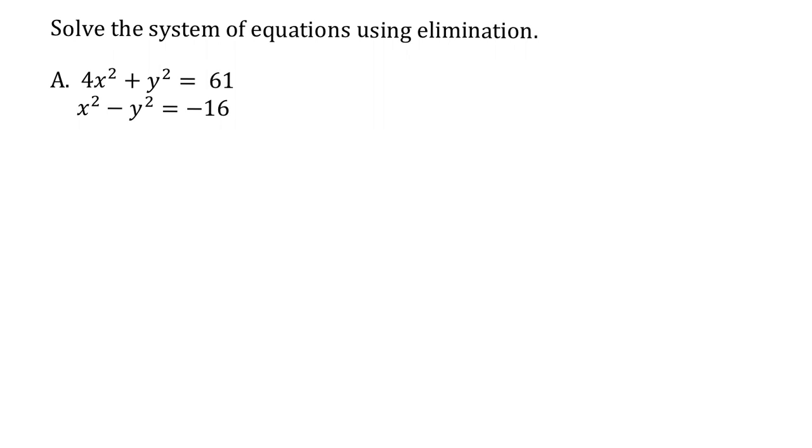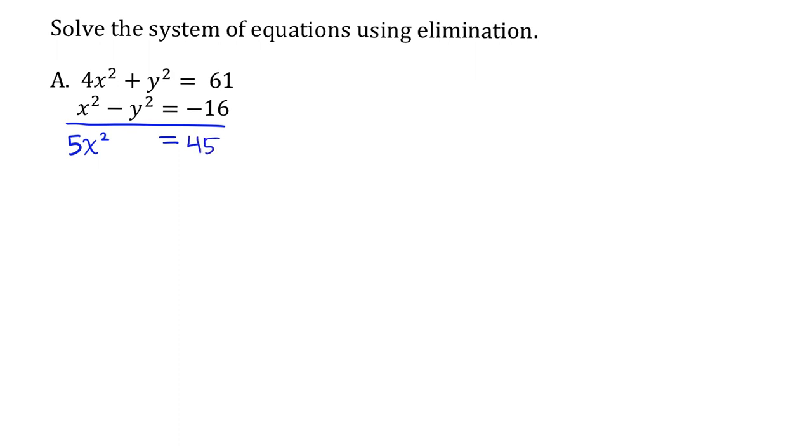Okay, the first method we're going to use is elimination. Remember, elimination is when we add down and we try to get a term to cancel. This has all kinds of x squareds and y squareds in it, and we don't know how to graph it yet, so algebraic is our best option. Okay, if I look at them, they are lined up. I can see the y squareds are going to cancel, so I'm going to go ahead and add down. 4x squared and x squared is 5x squared. Y squared minus y squared cancels. 61 minus 16 is 45.